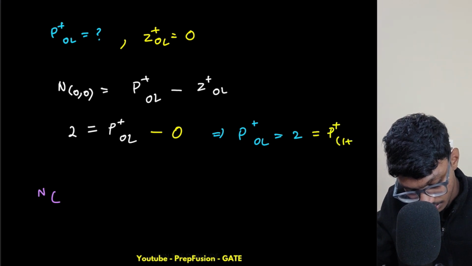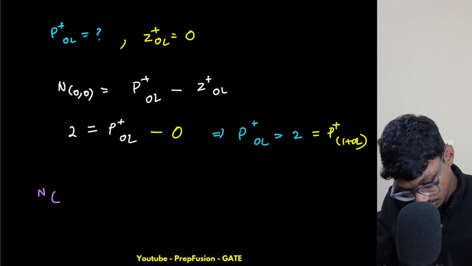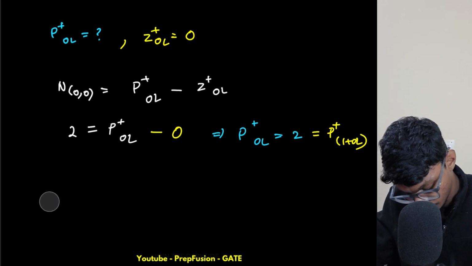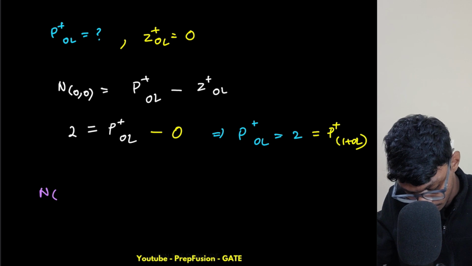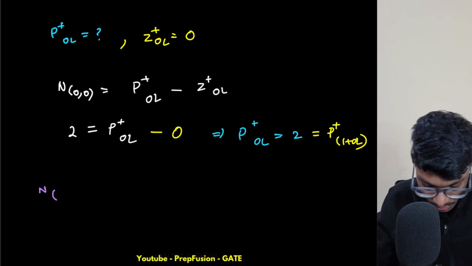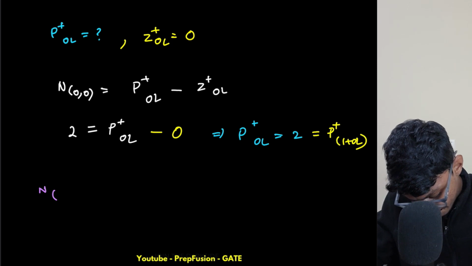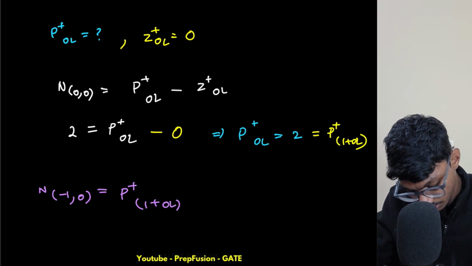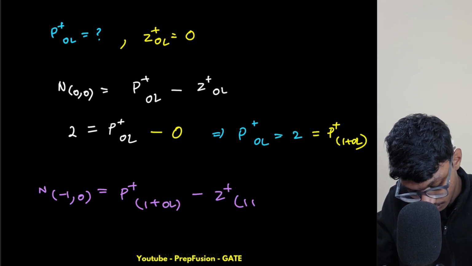P plus 1 plus OL. So now I will use the second method basically. N minus 1 0 equals this P plus 1 plus OL minus Z plus 1 plus OL.